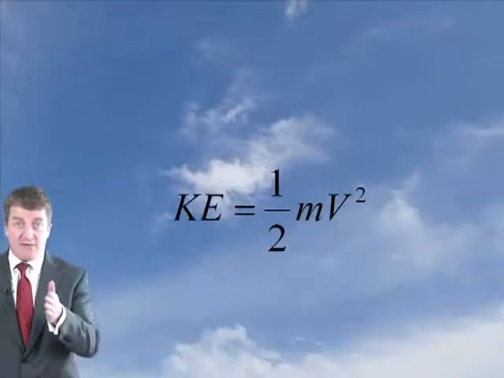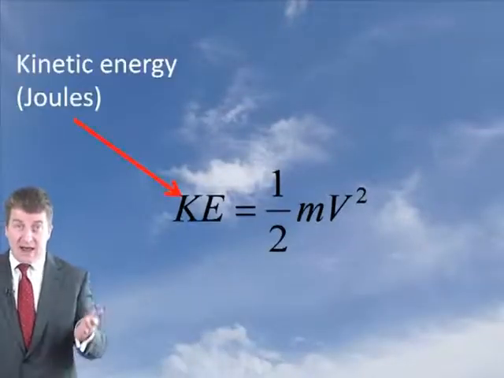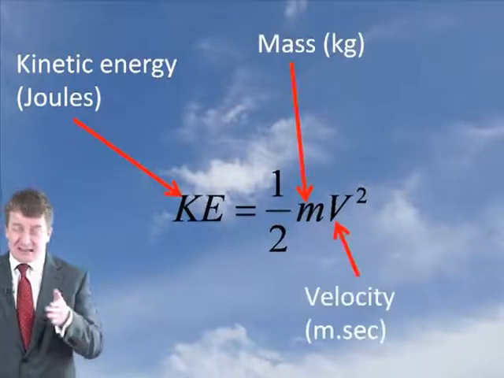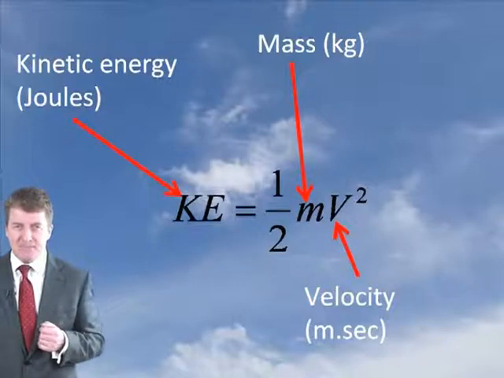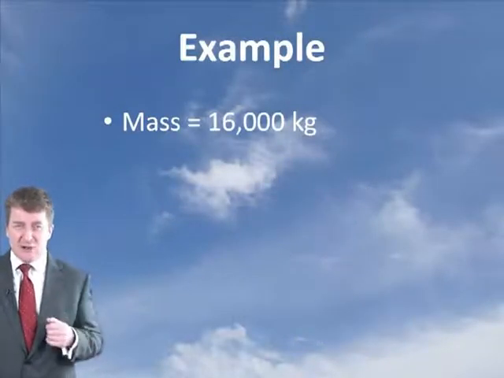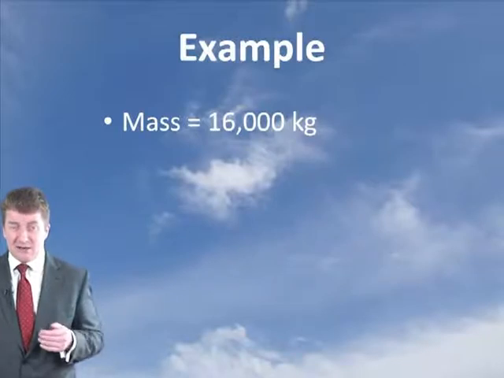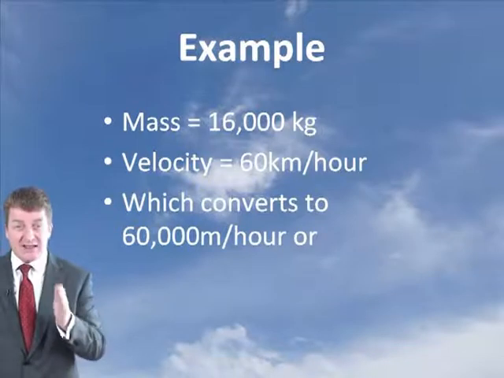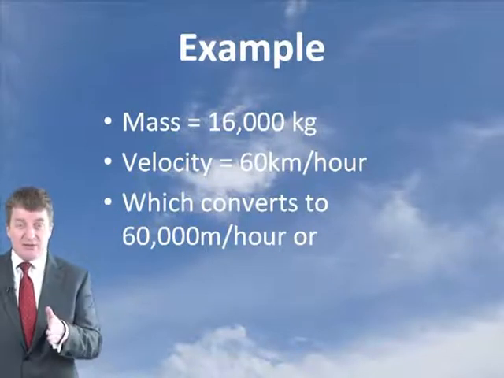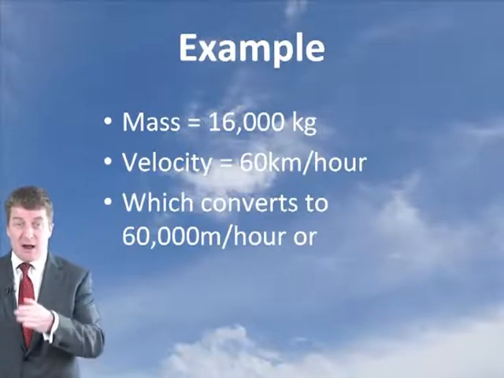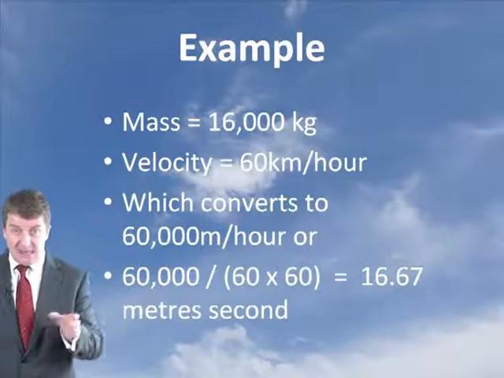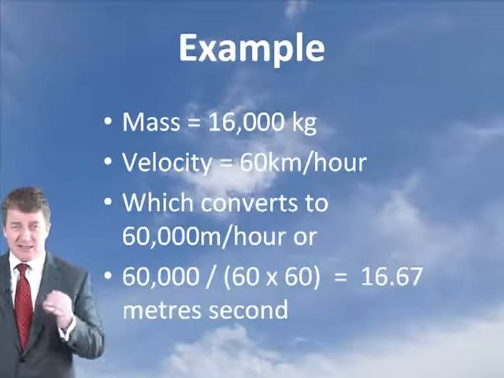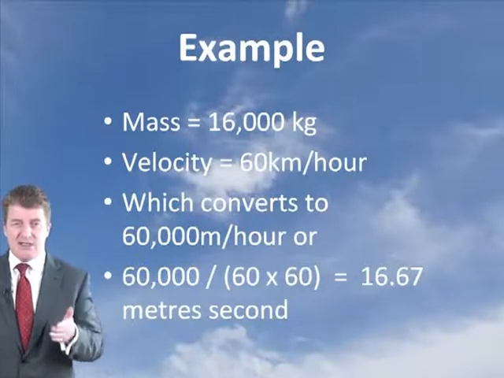And the kinetic energy of a vehicle is half mv squared, where K, the kinetic energy, is in joules, the m is the mass in kilos, and v is the velocity in metres a second. Now you've got to make sure you've got all these in the right units. Now the mass is 16,000 kilos, the velocity is 60 kilometres an hour. Well, we need to convert that to metres a second, which converts to 60,000 metres an hour. If you divide it out to make it seconds, it's 60 times 60. So 60,000 divided by 60 times 60 equals 16.67 metres a second.